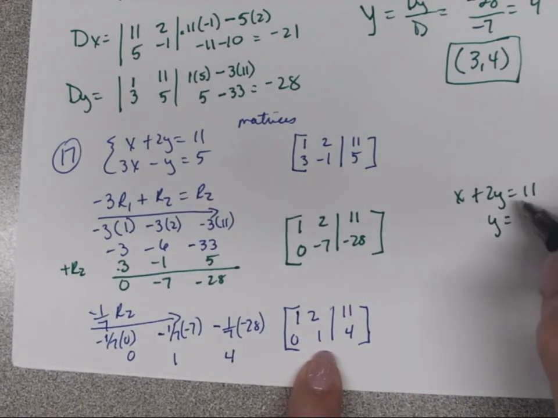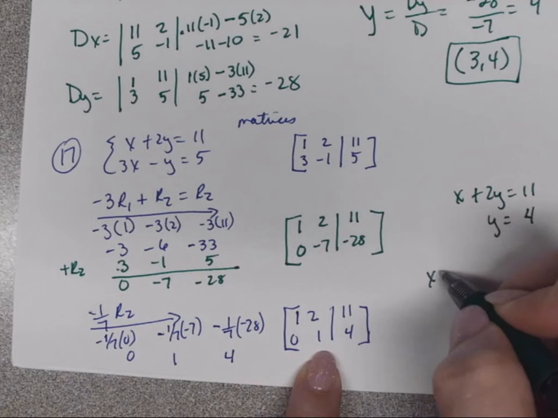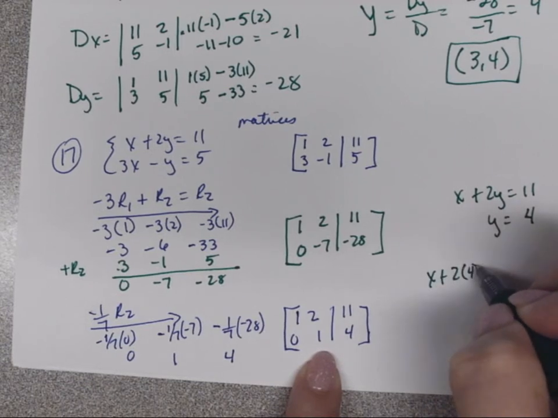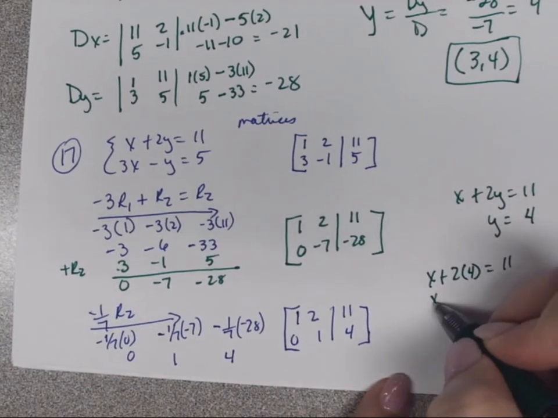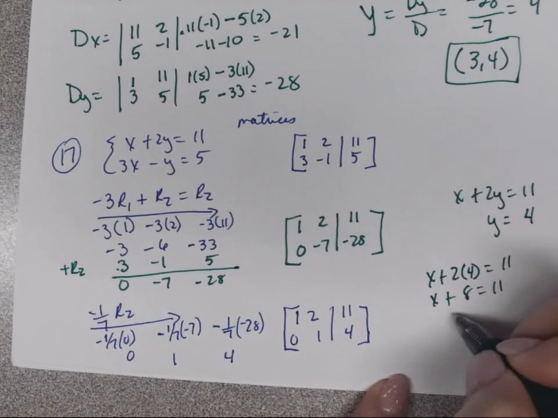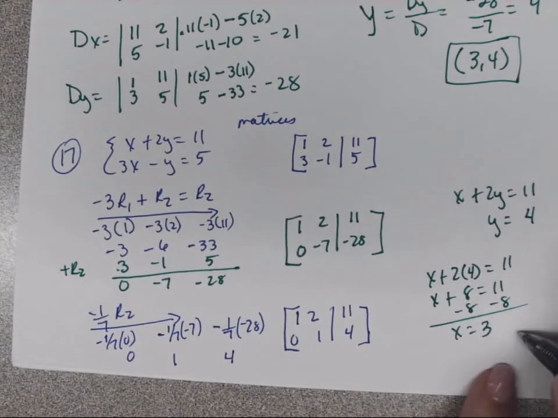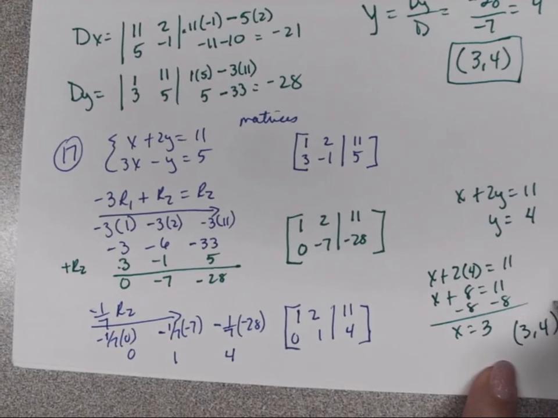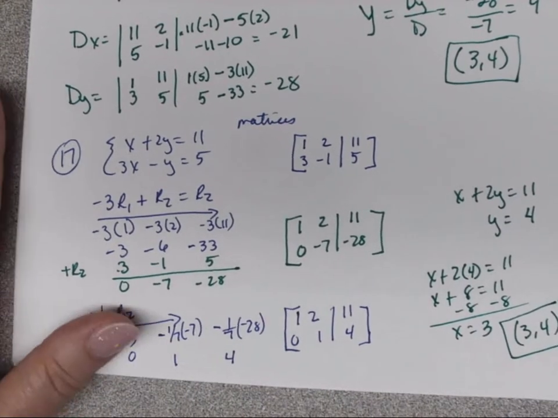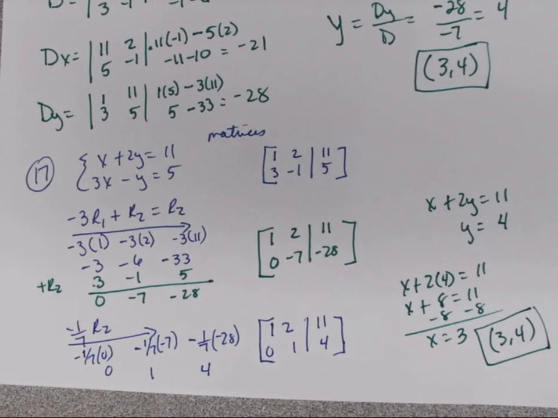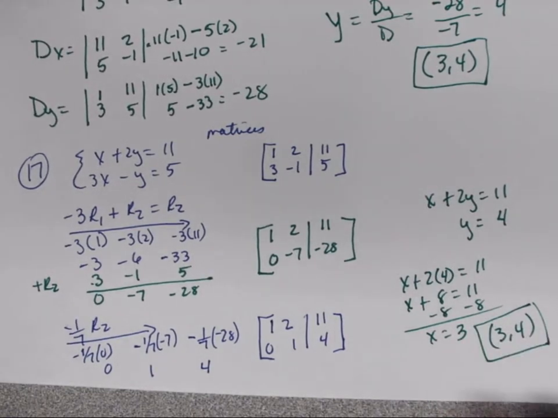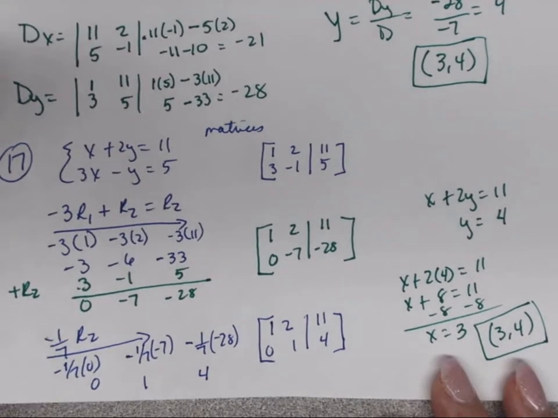Now I can plug 4 into that first equation and get x plus 2 times 4 equals 11. So x plus 8 equals 11. Subtract the 8 over, and x will equal 3. We still end up with the same answer, but you should know how to do it both ways. Same problem, same answer, just different methods.